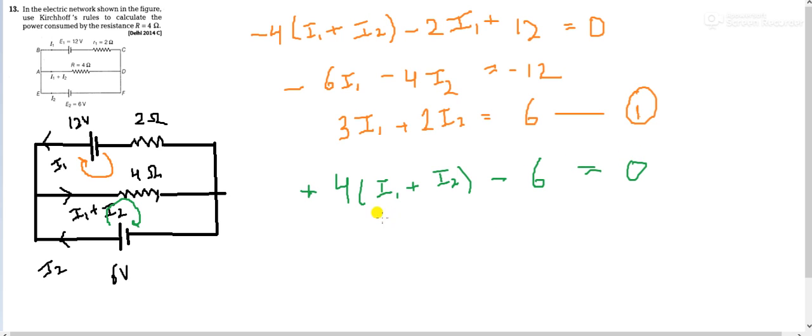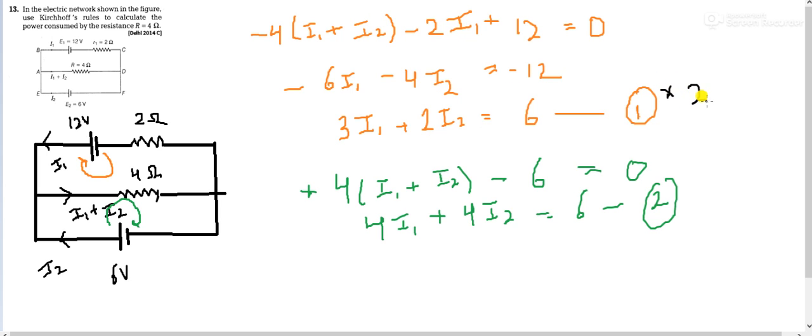Now if you simplify it, you get 4 I1 plus 4 I2 equal to 6. This is your second equation. Now you just have to solve these two equations simultaneously. So for solving this, we can multiply this equation by 2, so this becomes 4 I2 and this 4 I2 can be subtracted.